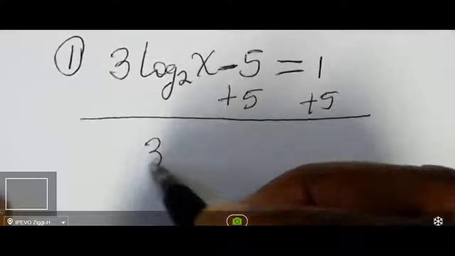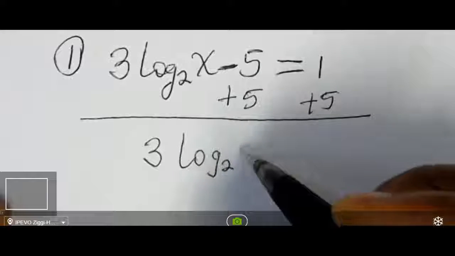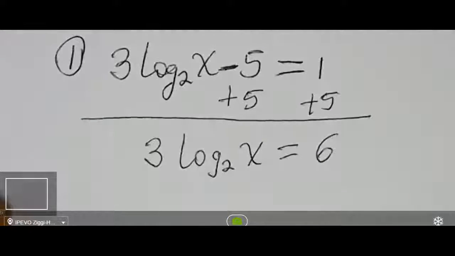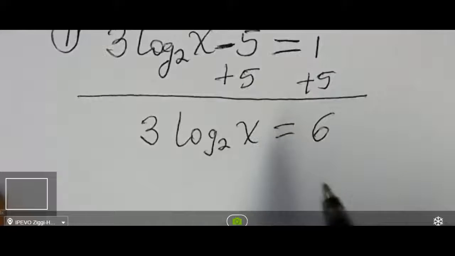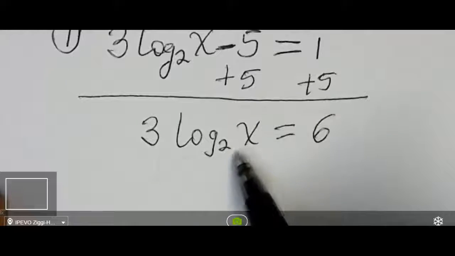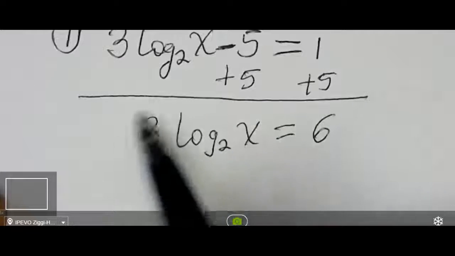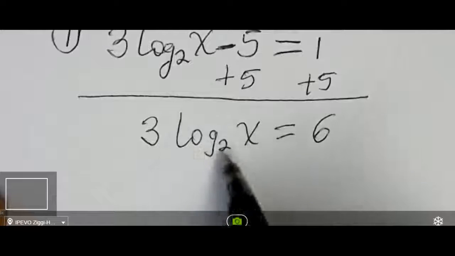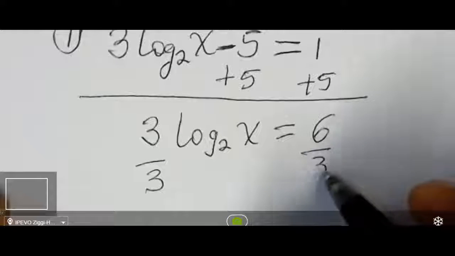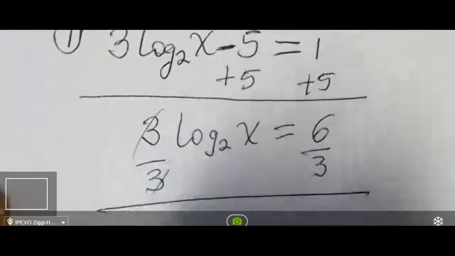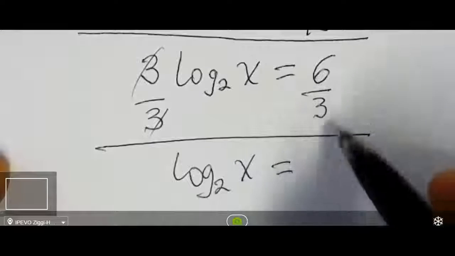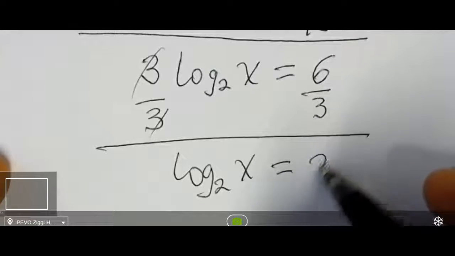We follow the same procedure regardless of what type of equation we are solving. Each step makes it look simpler. So that 5 is gone. Now there is only one term here, but this is 3 times log. So we can get rid of this 3 by dividing both sides by 3. This will cross out, and we will get log base 2 of x is equal to 2, since 3 goes into 6 two times.